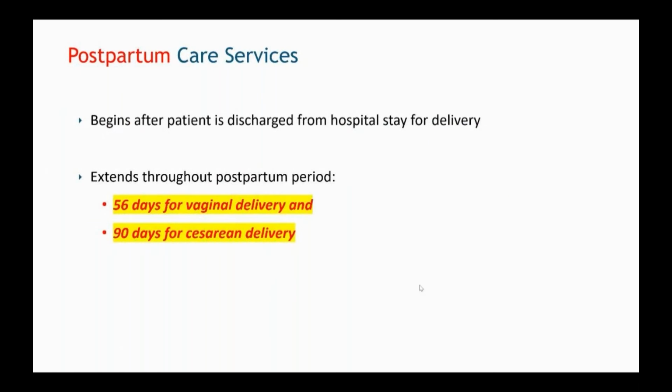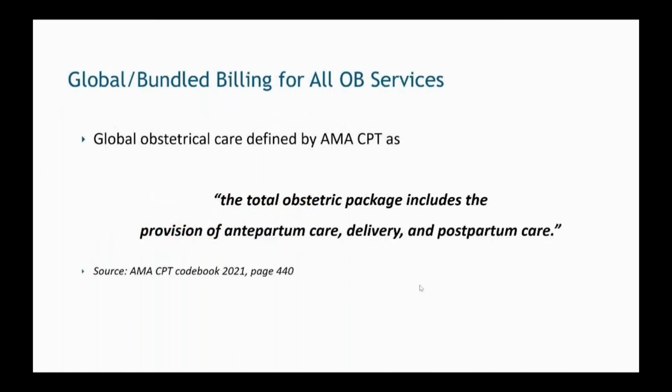So when do the postpartum care services begin? They begin after the patient is discharged from the hospital stay for delivery, and extend throughout the postpartum period, which is 56 days for vaginal delivery and 90 days for cesarean delivery. Okay, how does the AMA define global obstetrical care? The total obstetric package includes the provision of antepartum care, delivery, and postpartum care. It's according to the AMA CPT code book.